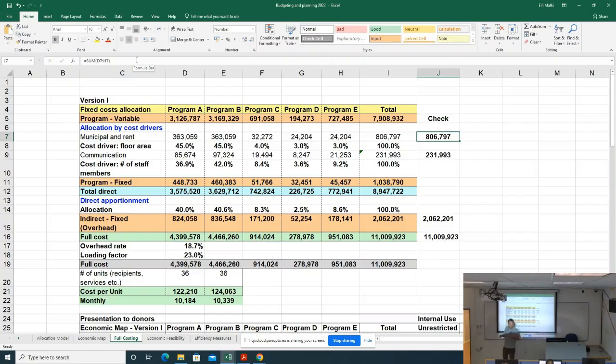Which is the 806,000 that we wanted to allocate. Once we did that, we know that there is no mistake in the calculation. Okay? Then we move to the second part.